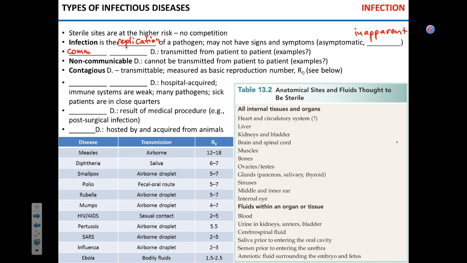Now, communicable diseases. I don't know how many M's I put in there. Communicable diseases can transmit from patient to patient. Can you give me an example or examples of communicable disease? Tuberculosis, great, communicable disease from one person to another. HIV, well, there's a lot of clinically relevant stuff.